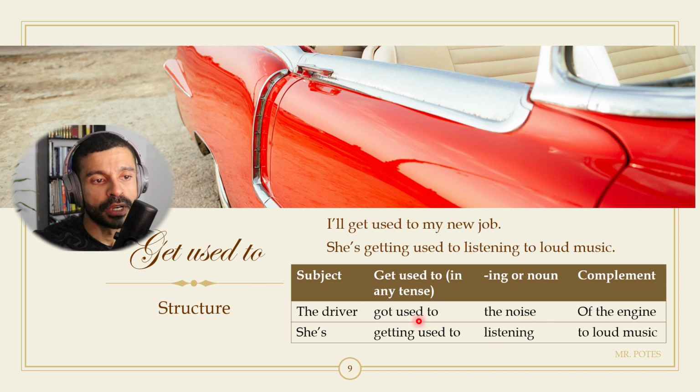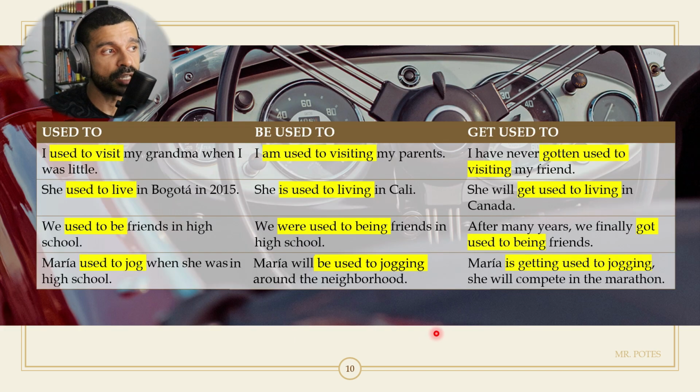It doesn't matter. What matters is that after used to, we are using again an ing form of a verb, meaning it is functioning as a noun, or an actual noun, right? The noise, listening, etc. And the complement is the final part of the structure of get used to. And here is a summary of the three of them. Remember, used to refers to a situation of the past that is no longer true, right? Or a habit in the past that is no longer true.